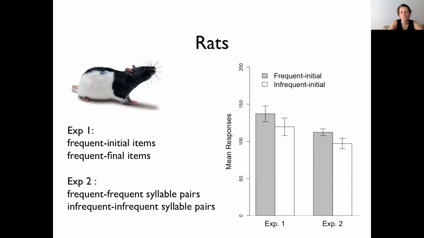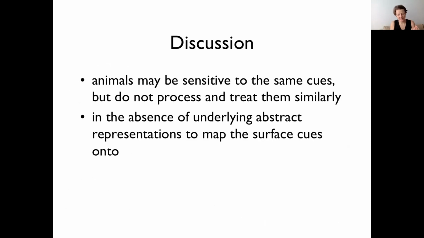But then we did something. We tested them in a second experiment on items that didn't have this alternating structure. So they had syllables that were either only frequent or syllables that were only infrequent. And they still went for the frequent initial sequence, so the sequence that only had frequent words in it. In other words, what they like is frequency at the beginning, but they don't care whether there is structure underlyingly. So essentially, having the same perceptual sensitivity, the ability to pick up frequency, doesn't then map onto linguistic representation in non-human animals, at least in rats, whereas it does in babies.